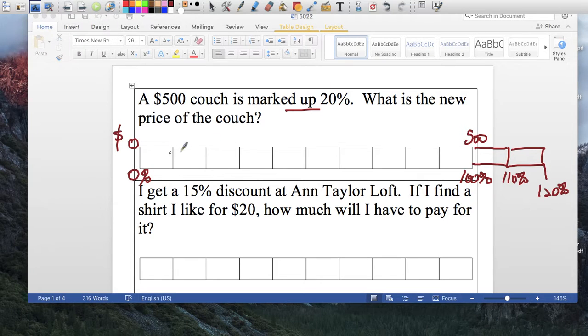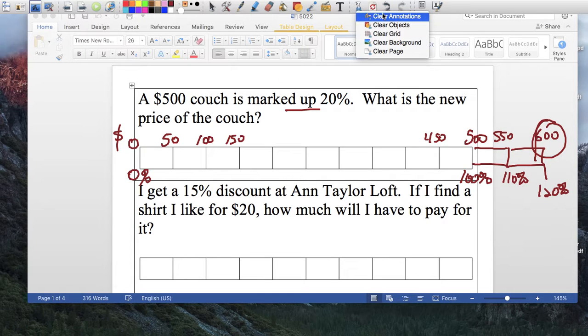So initially there were 5 boxes, or 10 boxes if you divide by 10. 500 divided by 10 is 50, 100, 150, and so forth, 450, 500, 550, 600. So if you bought something for $500 and you increase it by 20%, your final price will be $600, okay?